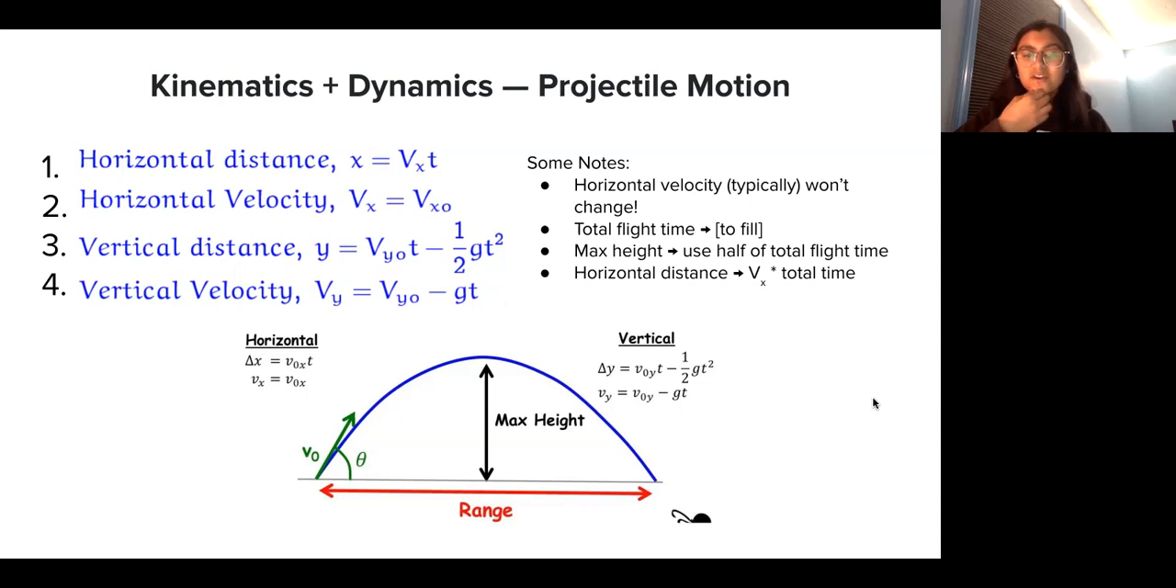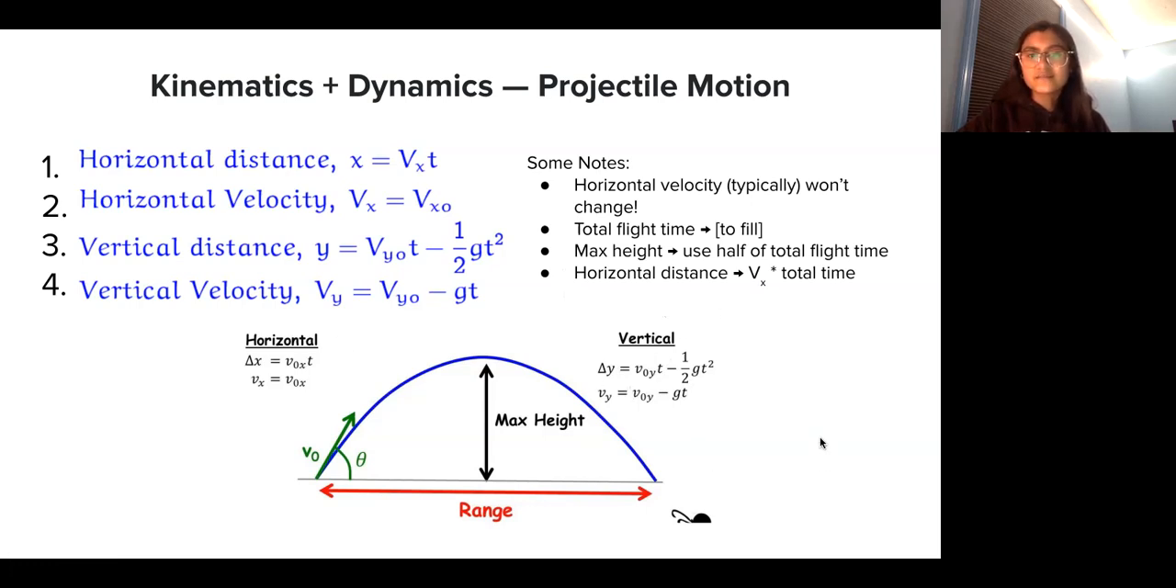If an object is being thrown at an angle, the horizontal velocity won't change. So if you ever need to calculate the total distance that it travels, the x distance, you can just do the horizontal velocity, the x component of the initial velocity, multiplied by the time. Vertical velocity is a little bit different because that's subject to gravity. So you'll need to use the equations that involve acceleration.